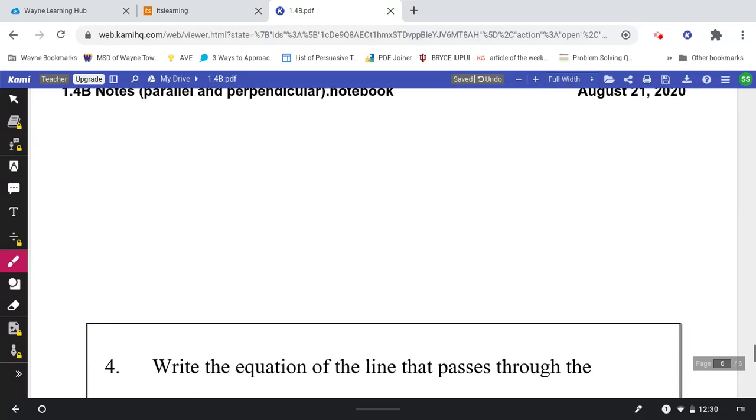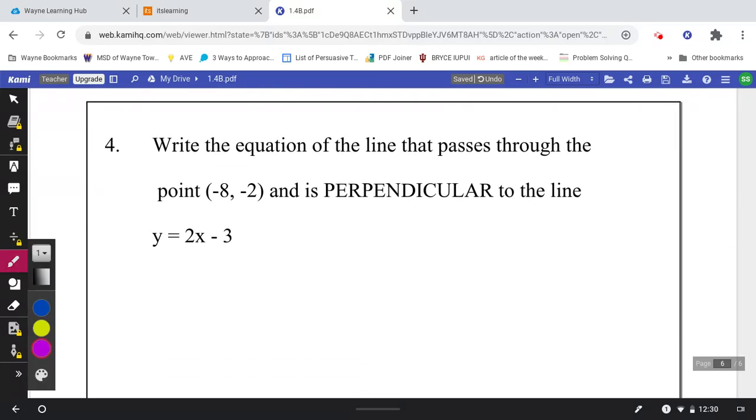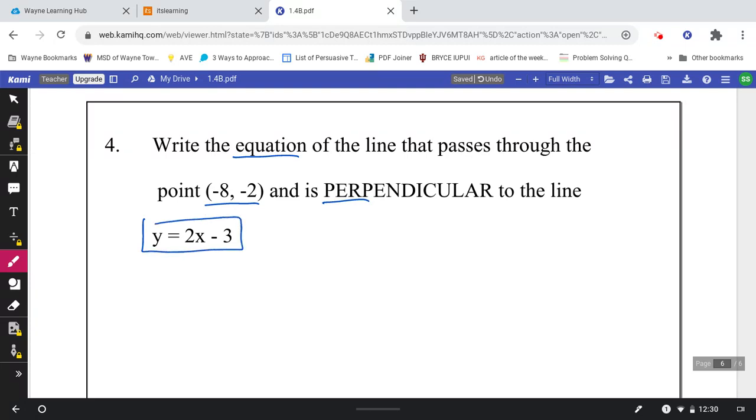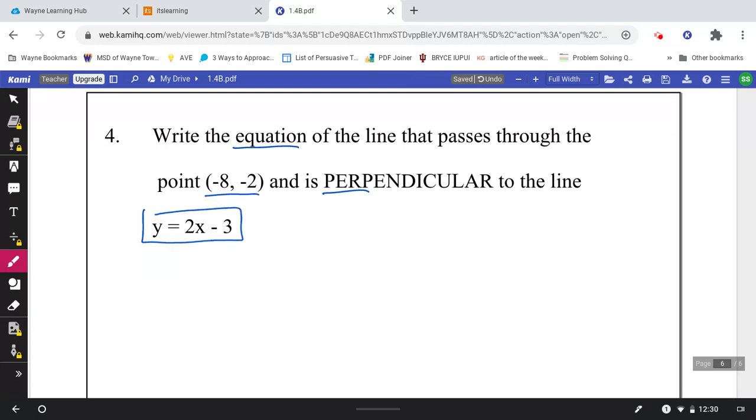Okay, let's do one more perpendicular. Write down the word equation, perp, write down the point, write down the equation. And remember, you could always pause these videos, so whenever I'm going too fast or you need a chance to write the problem down or try the problem, just pause the video and start it back up when you're ready.